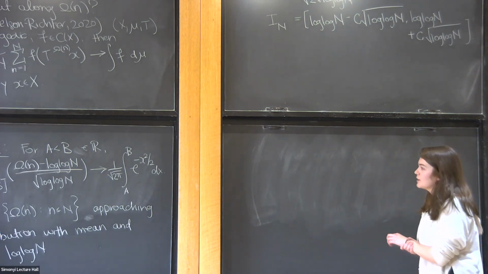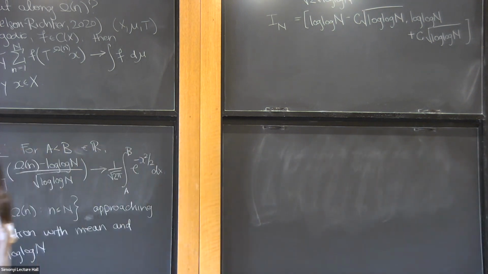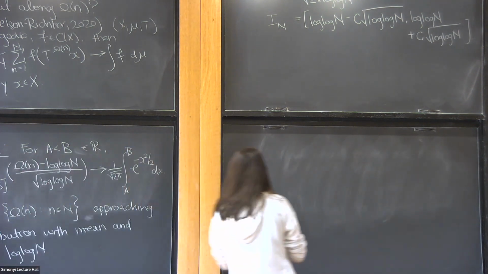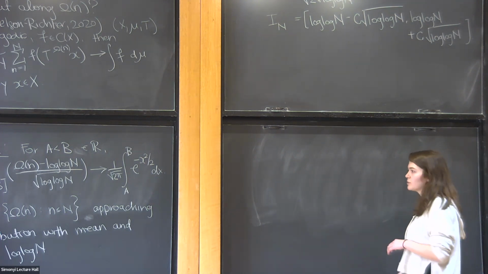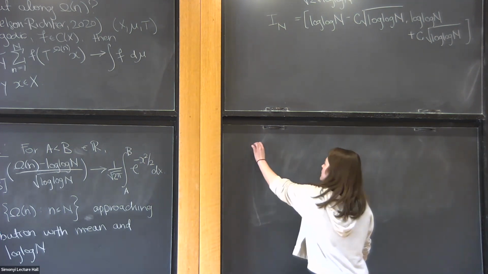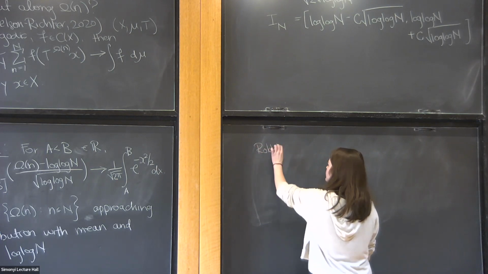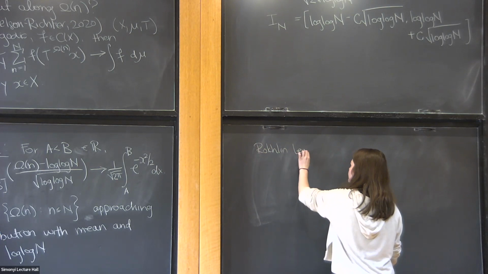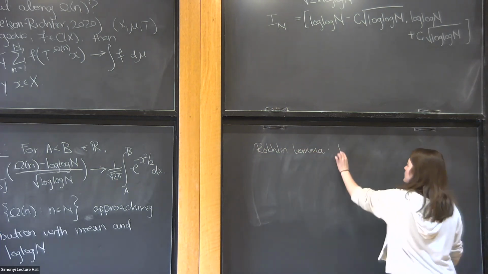Okay, and so now that we've translated our original ergodic averages into these weighted sums, we can follow a standard argument that was originally due to Rosenblatt and Bourgain, which uses the following technique. First, we'll apply the Rokhlin lemma.